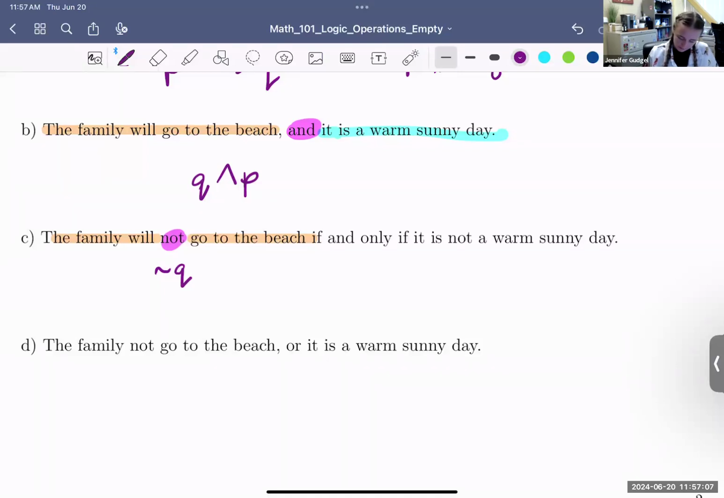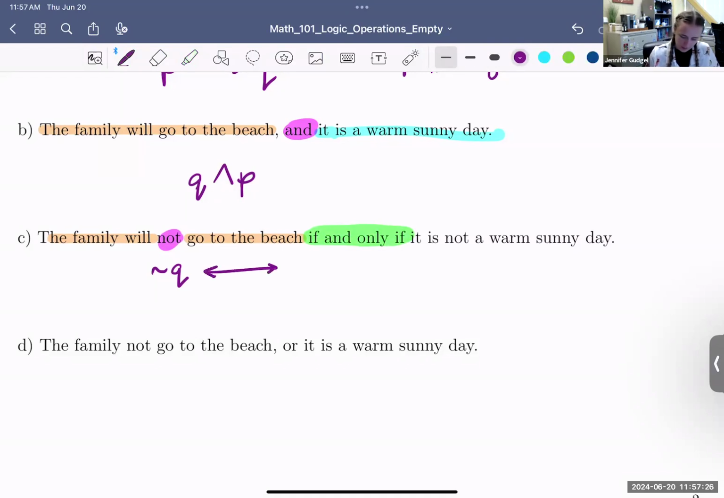The family will not go to the beach if and only if, thank you. If and only if, that is our biconditional. That's our two-way arrow. If and only if it is not a warm, sunny day. Again, we have a second negation. Not Q, if and only if, not P. That's how we read that.